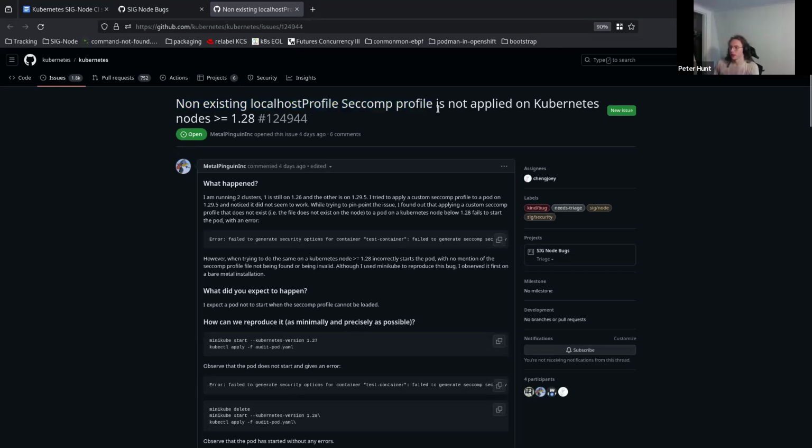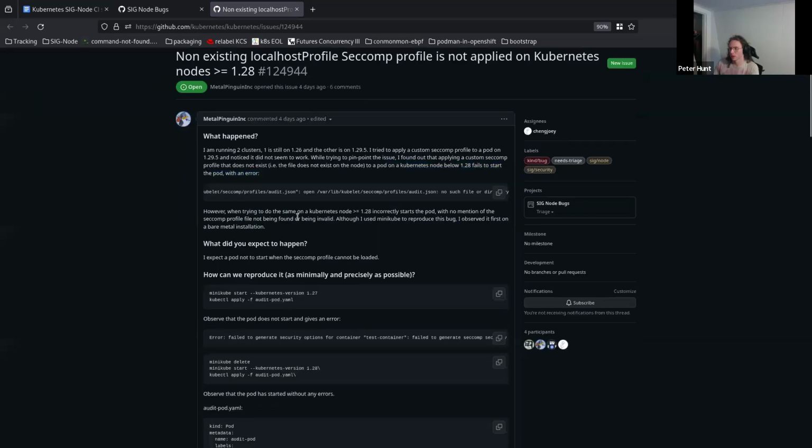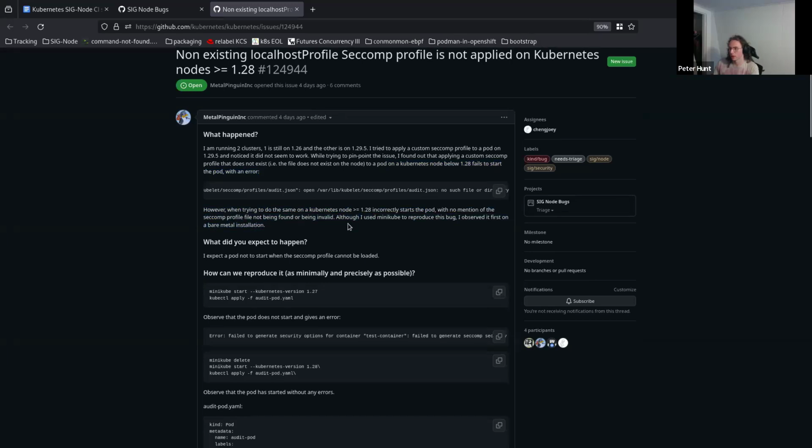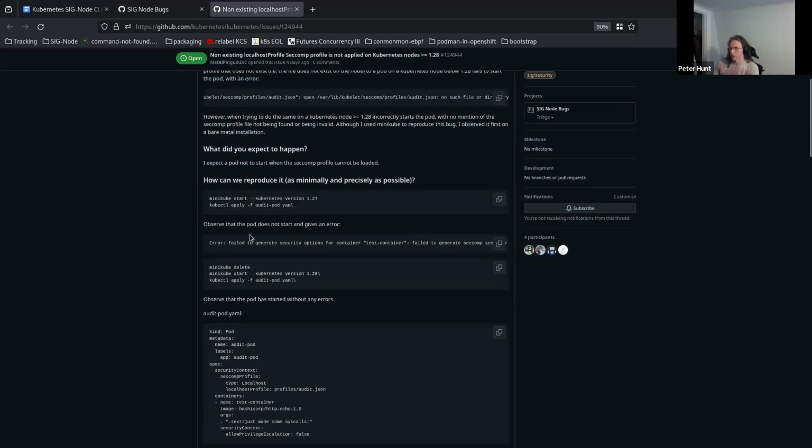Non-existing localhost profile seccomp is not applied on Kubernetes node. Okay, create a custom seccomp profile on a pod. I wonder if they used annotations or if they used the field. It incorrectly starts the pod with no mention of the profile. Okay. Yeah, that's weird.